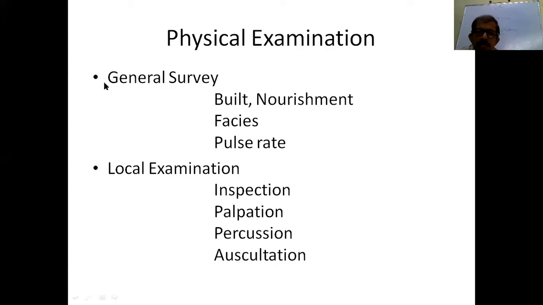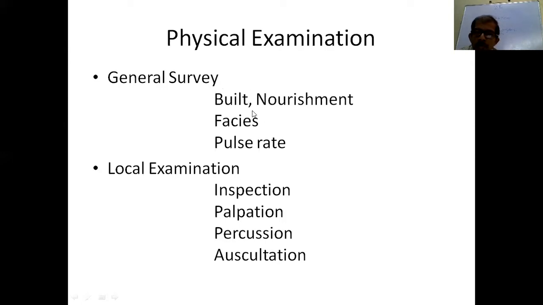So physical examination, of course, general survey. We have to concentrate on built and nourishment, because in hyperthyroidism, the patient is thin built, and she is taking food, but appears ill-nourished and thin built. So that is very important, whereas the contrary is true as far as myxedema is concerned, because the patient will be heavy built, and so they will be appearing very fatty, right?